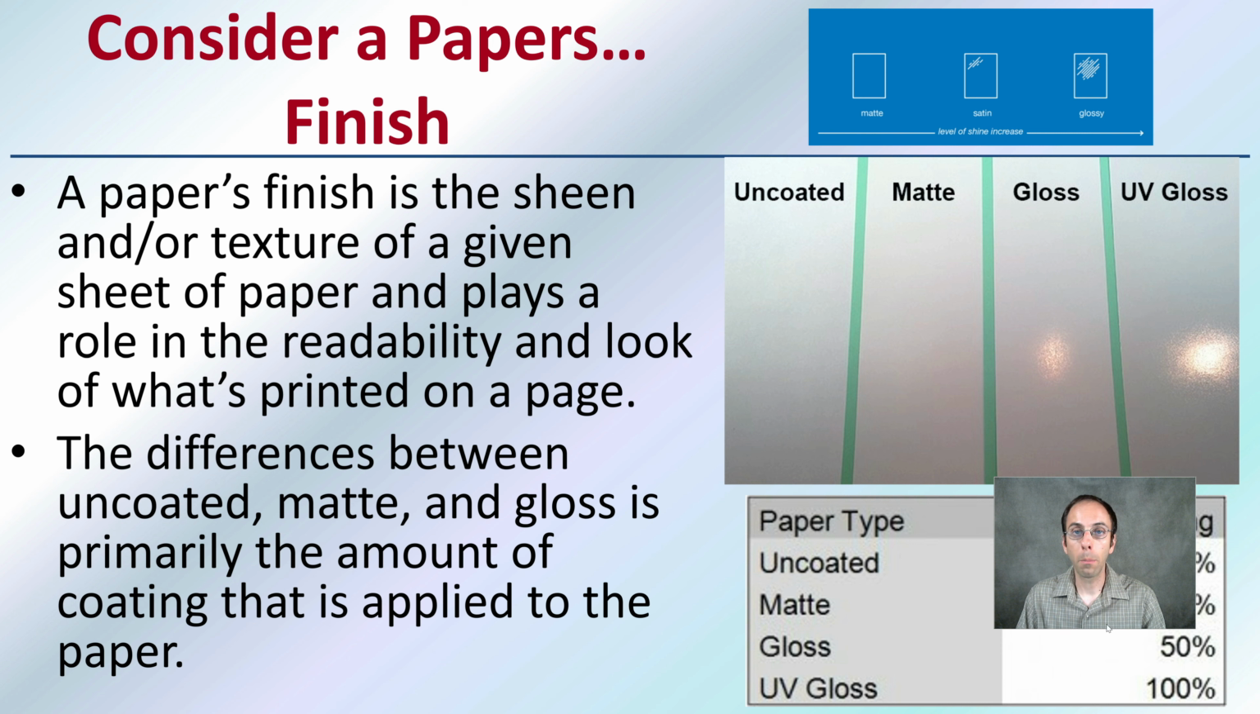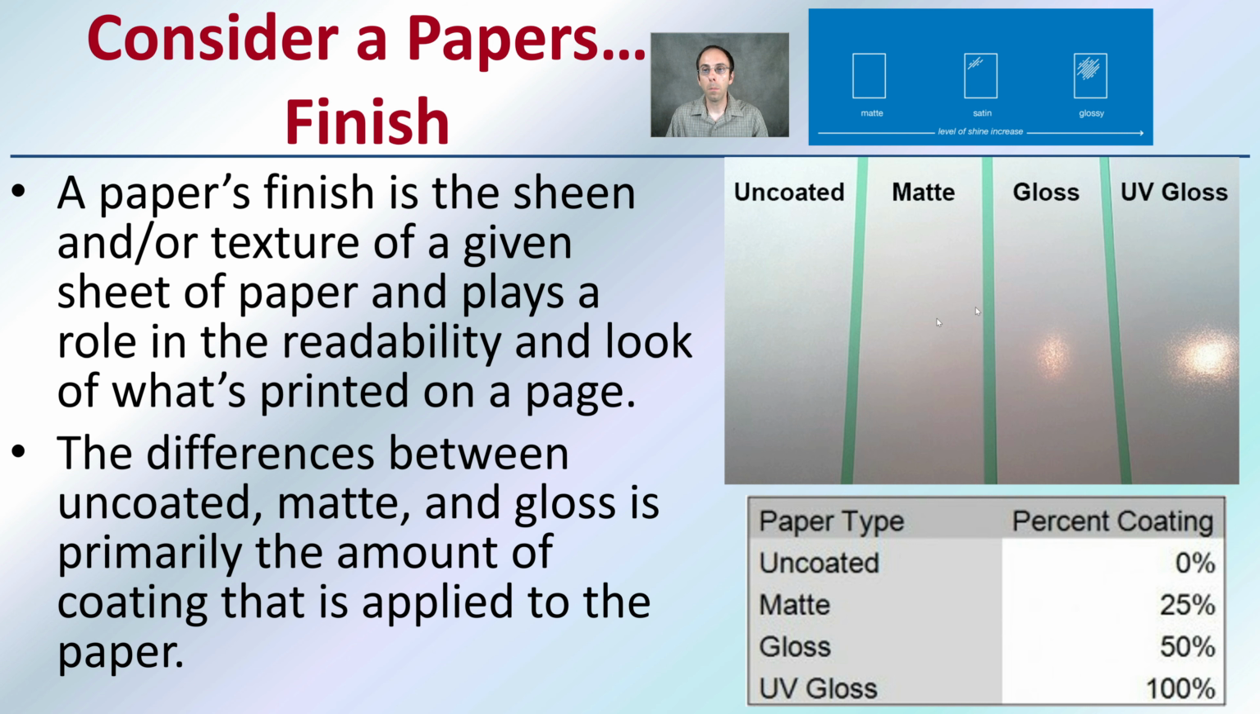There's also finishes that might be put onto paper. So these are other things to consider. We have the uncoated, the matte, the glossy, and the UV gloss. Paper's finish, this is referring to like the sheen, or how shiny the paper is, and it plays a role in the readability and the look of what's printed on the page. The difference between uncoated, matte, and gloss is primarily the amount of coating that is applied to the paper. We could see here these different types shot under the same light. You can see clearly it being reflected at the greatest intensity with the UV gloss, and pretty much non-existent on the uncoated, and barely visible at all on the matte. This just shows the kind of example of the coating and how that can impact the shininess of that paper.